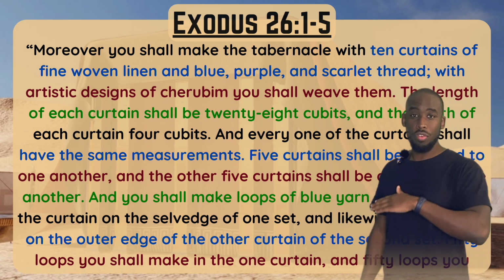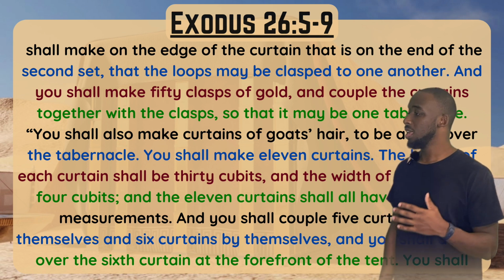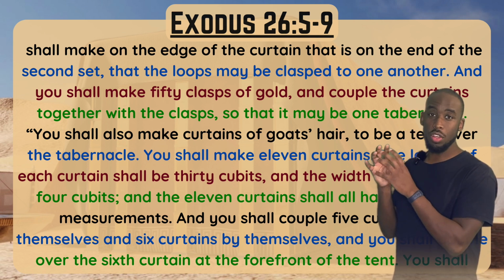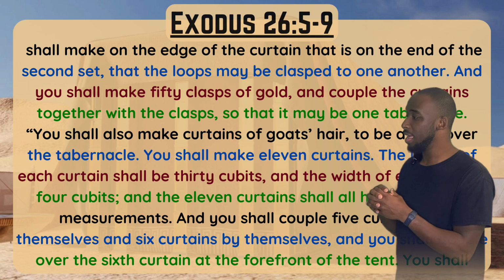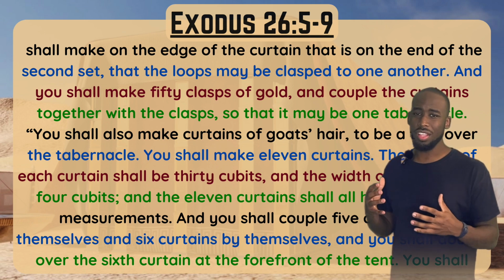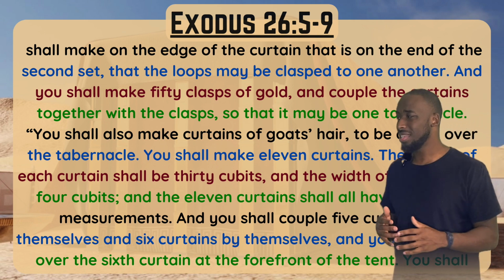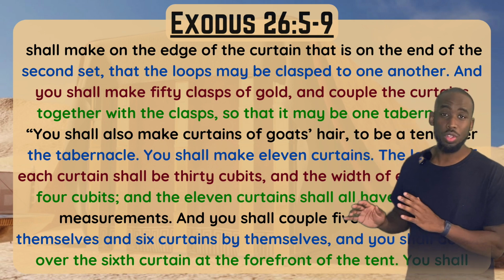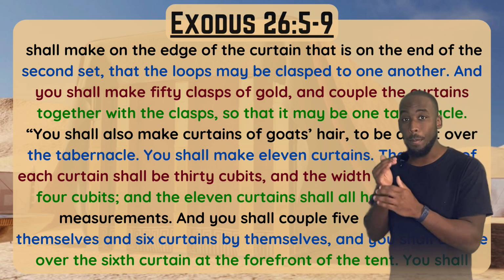Now, the other verses 5 through 9, this is awesome because you can also see those clasps of gold, right? And it talks about these 11 curtains, and it gives the size of these curtains. But the goat hair, I've already commented on it. That blows my mind. So this is really, really cool, seeing all these different components in scripture.